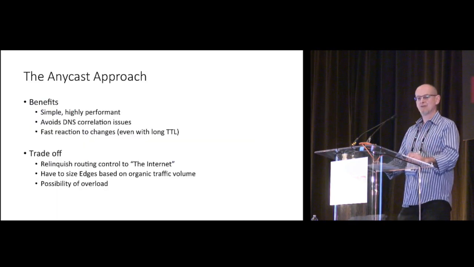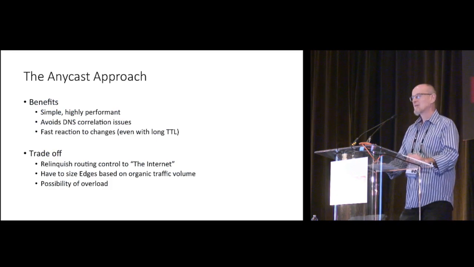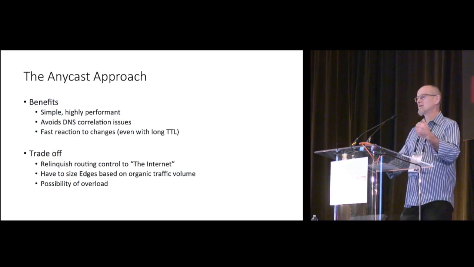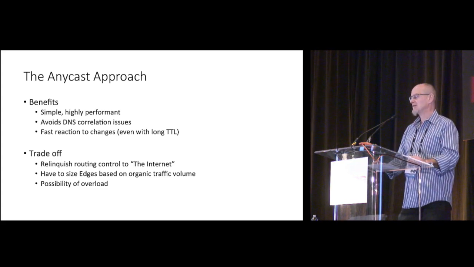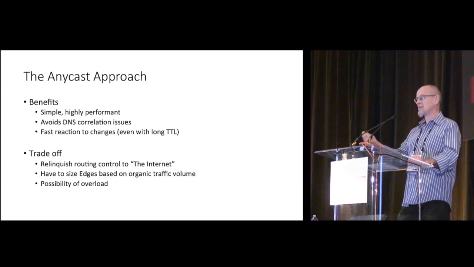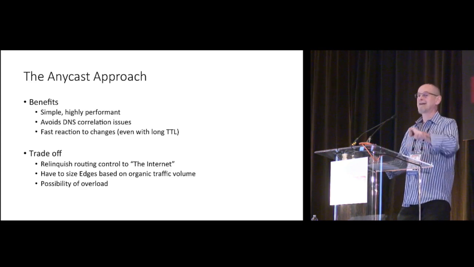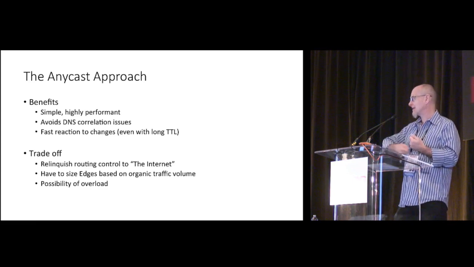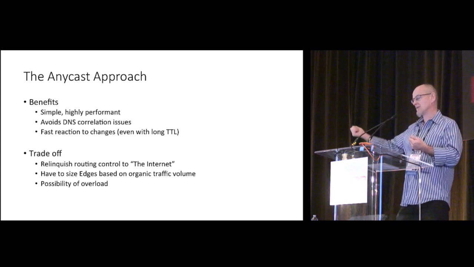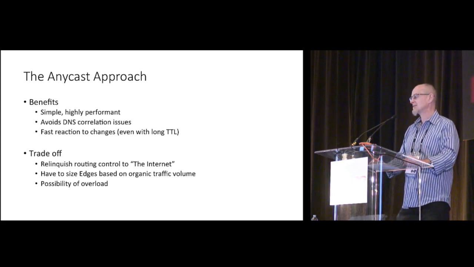So benefits, we think of this. It's simple, it's highly performant, so we're going to serve the request from the point at which your traffic entered our network. And that is the best we can do. It avoids the DNS correlation issues. It doesn't matter which DNS server IP you came with, because whoever you were, I gave you the same answer. So the clients are all getting the same IP address, and then now from the client machine, it is taking the fastest path versus a path that was determined based on what their DNS server was.